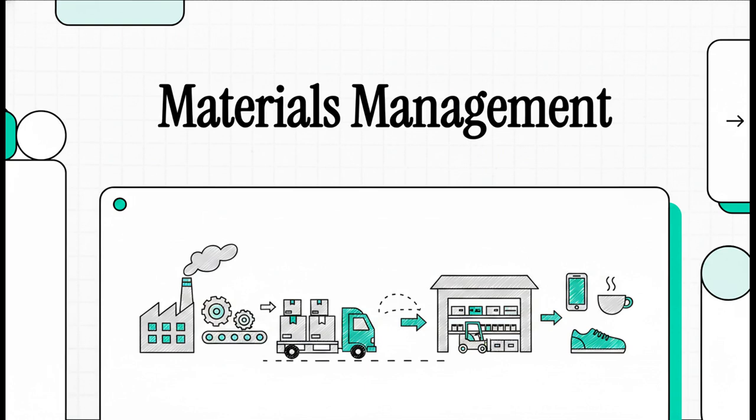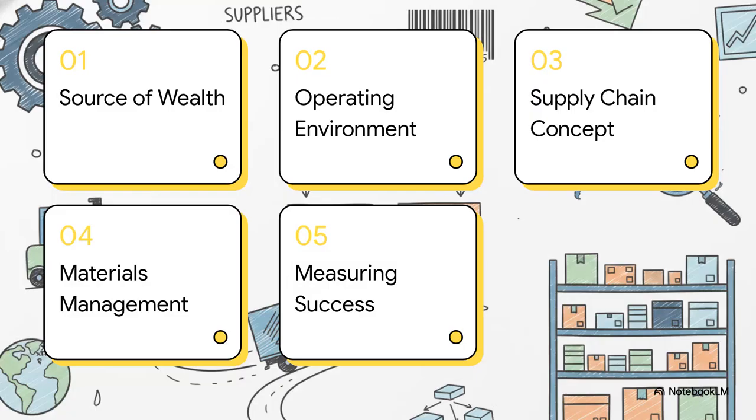It's this massive ecosystem operating right under our noses, keeping modern society running, yet we hardly ever give it a second thought. But by the end of this, you're going to see the products around you in a completely different light. Okay, let's dive into this. Here is our roadmap for this explainer. We're going to start by defining the actual source of wealth, then look at the operating environment businesses face, map out the supply chain concept, define materials management itself, and finally figure out exactly how we measure success.